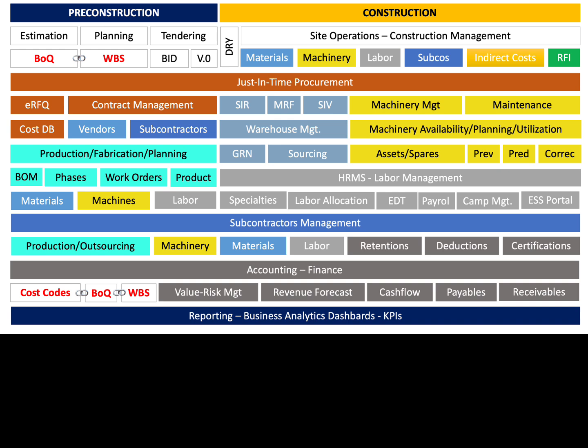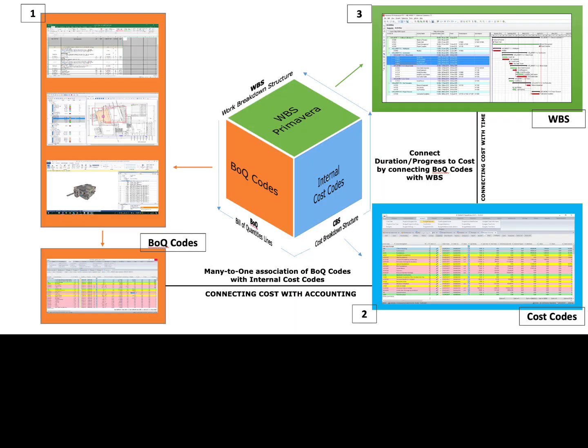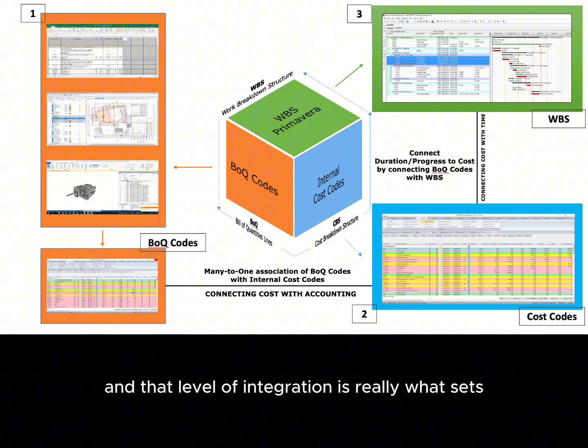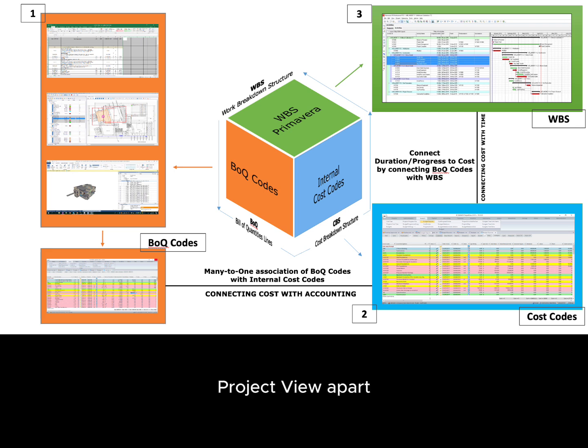If there's a schedule change in Primavera P6, that's automatically reflected in the budget in ProjectView. And vice versa. If there's a cost overrun in ProjectView, that's flagged in Primavera P6, so the project manager can adjust the schedule. It's like those systems are talking to each other, keeping everything in sync. And that level of integration is really what sets ProjectView apart. It's not just a cost control system. It's a comprehensive platform that connects all aspects of the project.